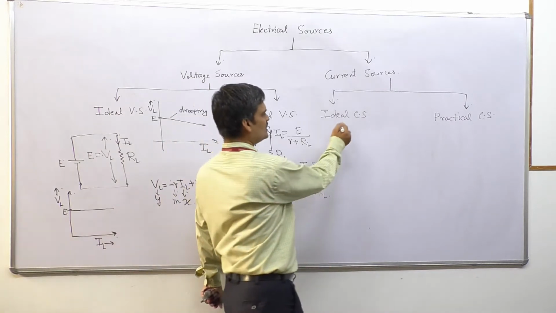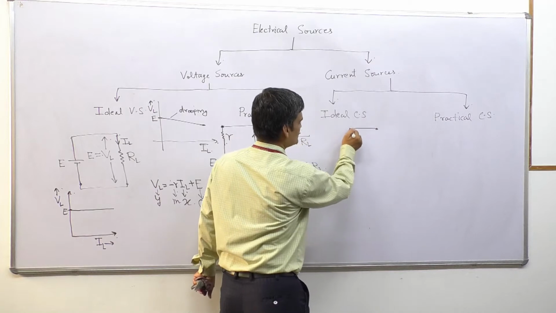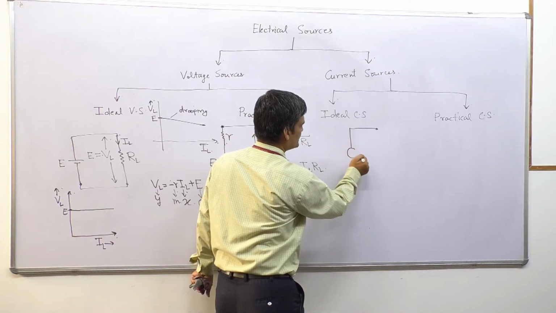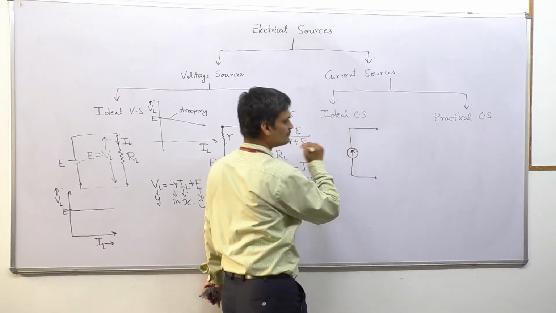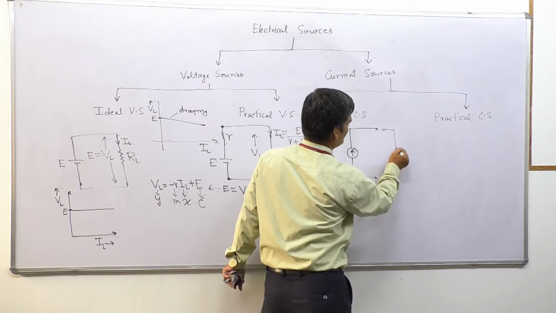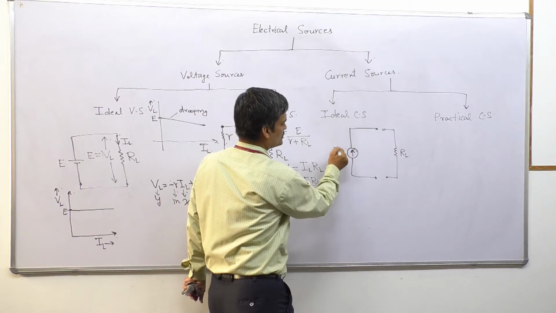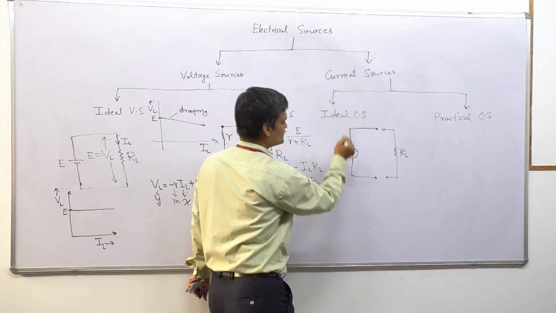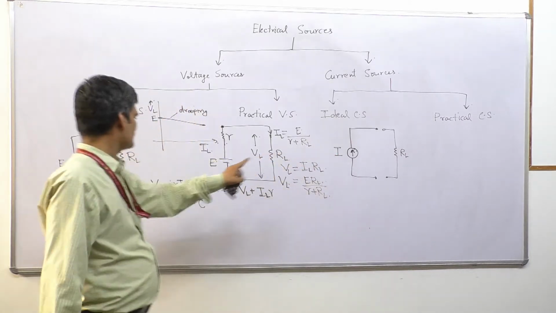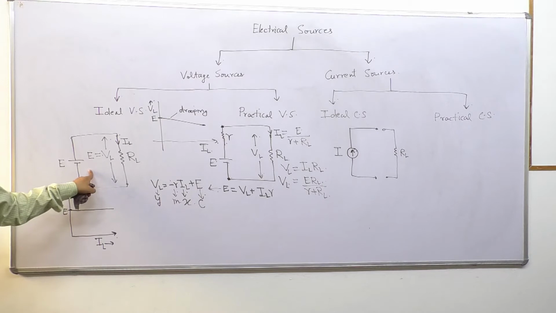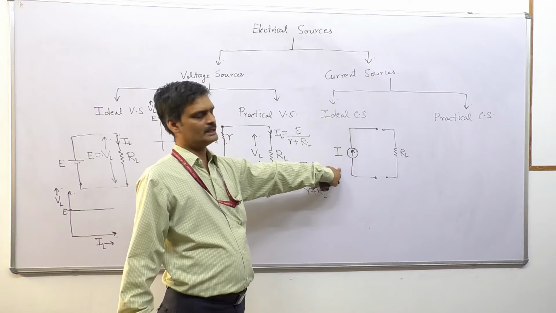Similarly, now we have ideal current source. What is a current source? A current source is represented like this. This symbol represents a current source. This is a load R. A current source is a source of current. Let us say its value is equal to I. So just as a voltage source is a source of voltage, similarly a current source is a source of current, so its value is in terms of current I.